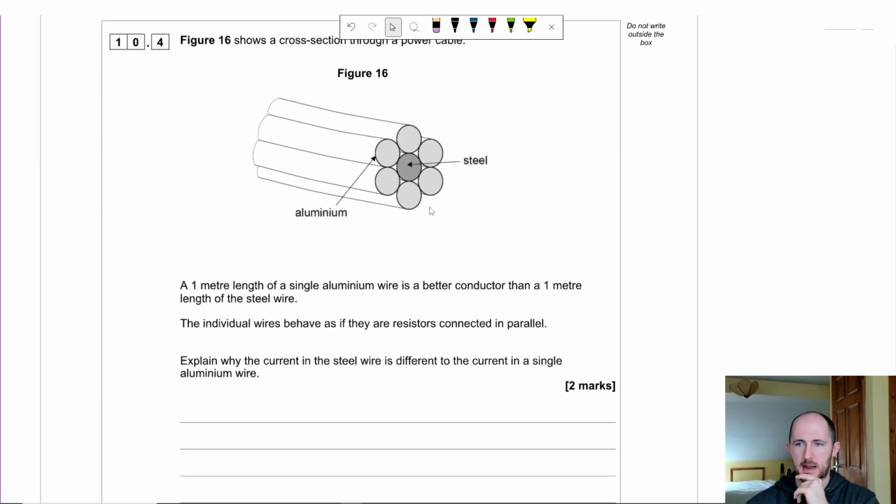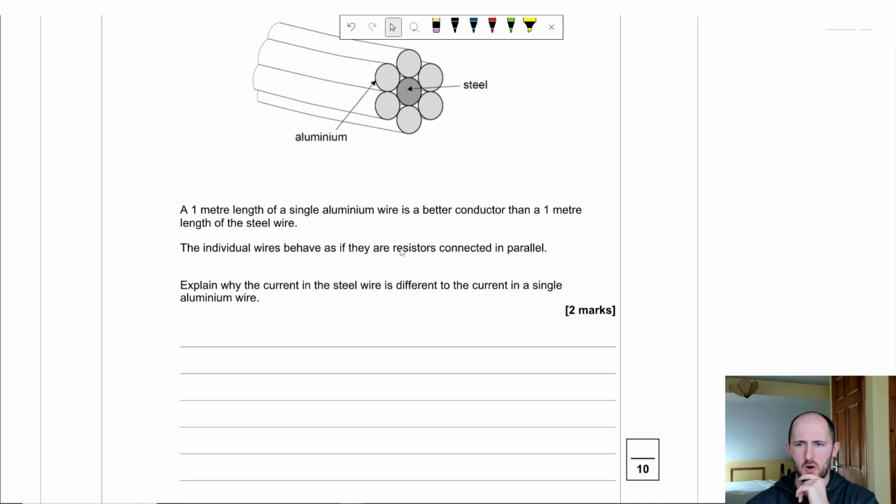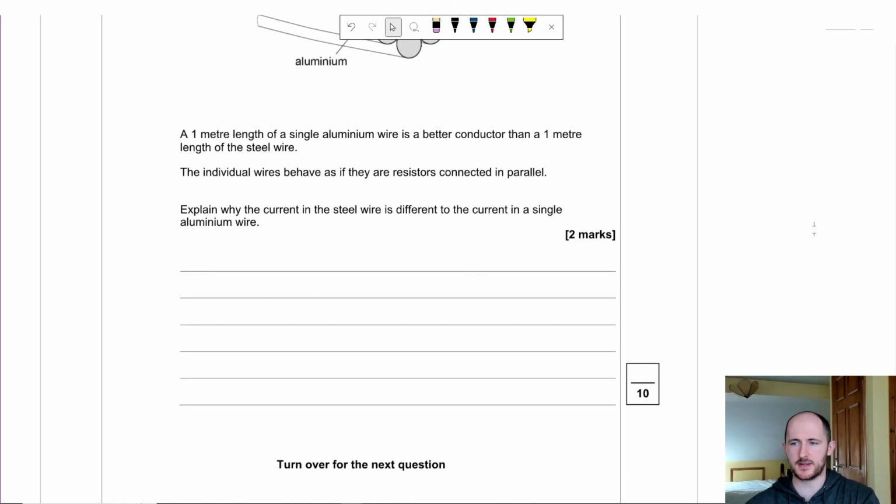This is a cross-section through a power cable. You have steel in the middle, surrounded by aluminium. A 1 meter length of a single aluminium wire is a better conductor than 1 meter of steel. Individual wires behave as if they're resistors connected in parallel. Explain why the current in the steel wire is different to the current in the single aluminium wire.